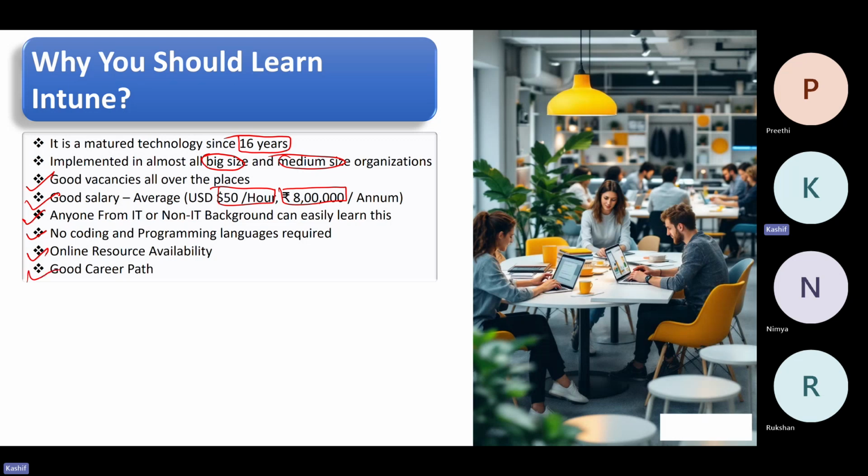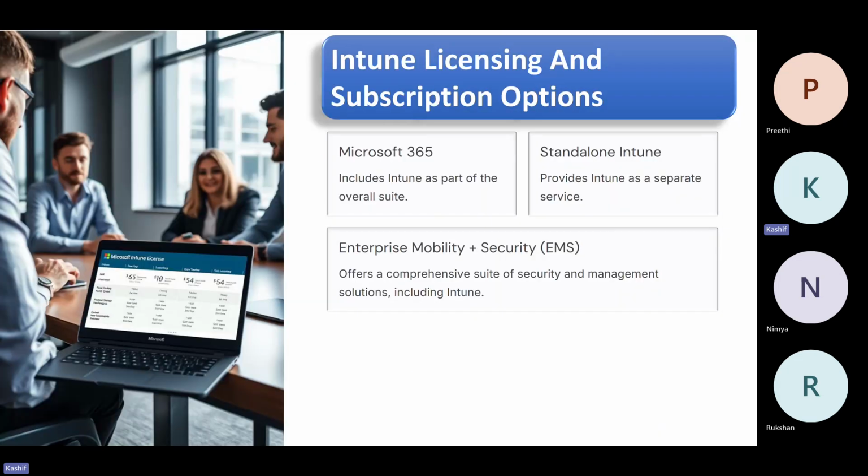Then you have good career path. You can make your career in this as Intune level 1, level 2, level 3 and architect. Now then you have a license. You can take Microsoft 365 license for Intune or a standalone license or enterprise mobility plus security.